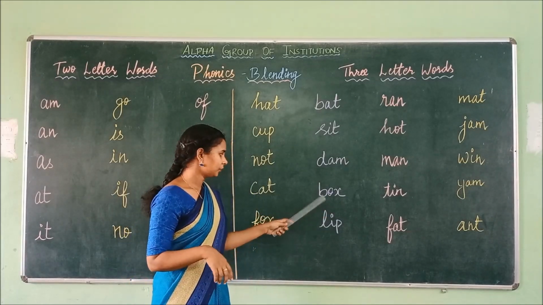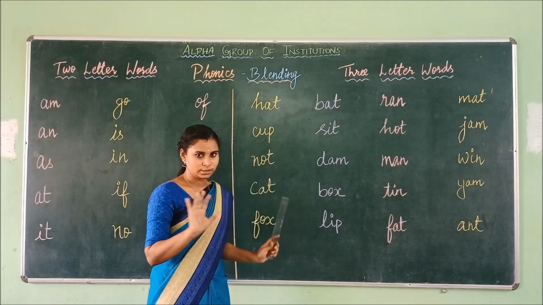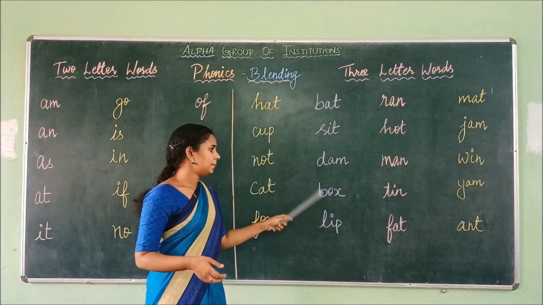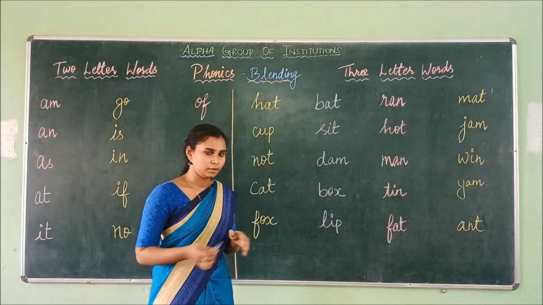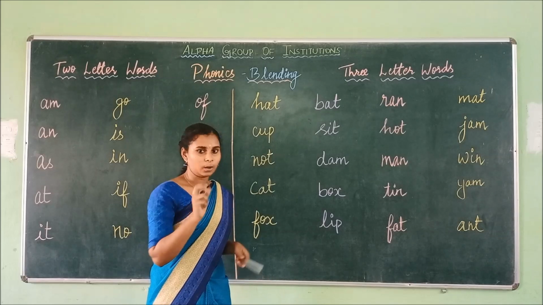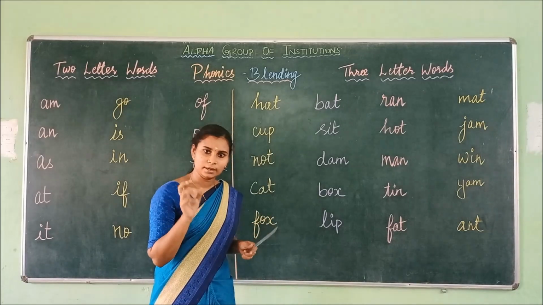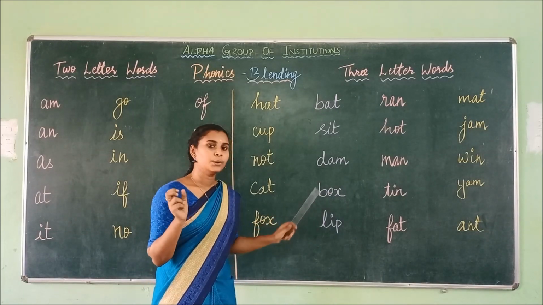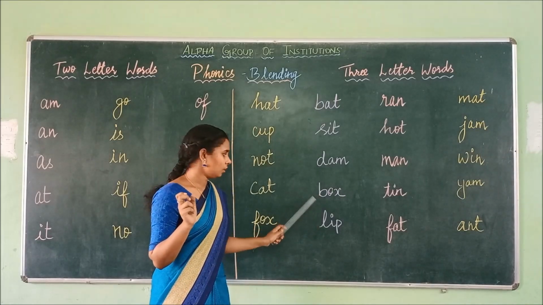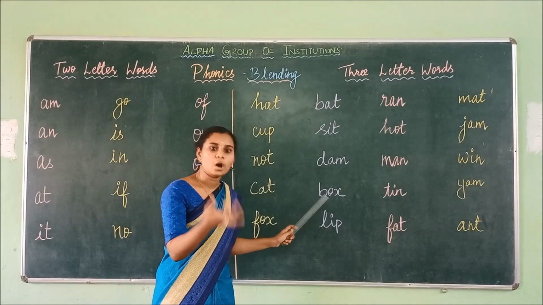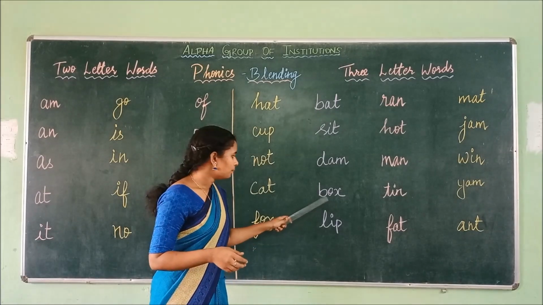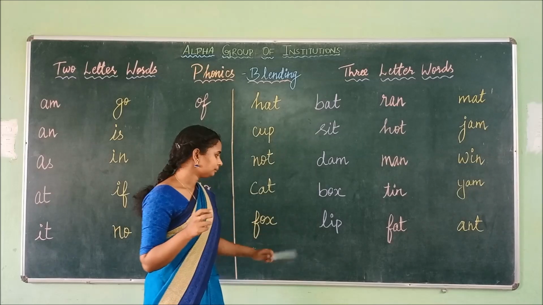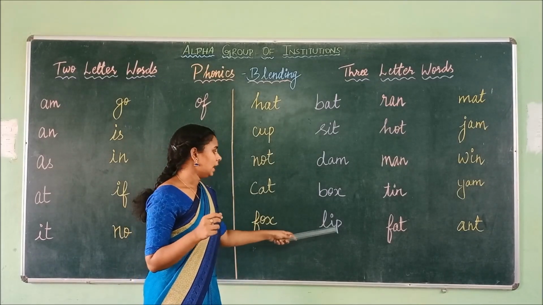Next word, B, O, X, box. This is how we read it by the letters. And how do you read it with the sounds? B sounds B. And O sounds A. And X sounds X. So how do you blend and read this? B, O, X. When you blend it, how does it become? Box. How do you pronounce it? Box. B, O, X, box.